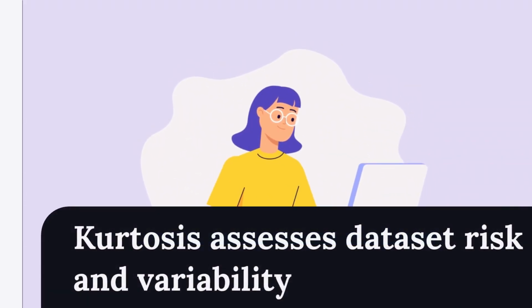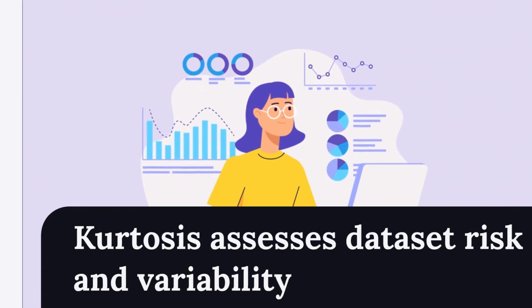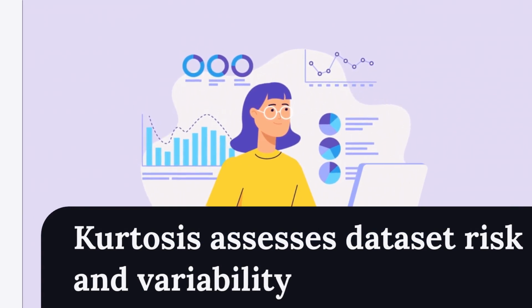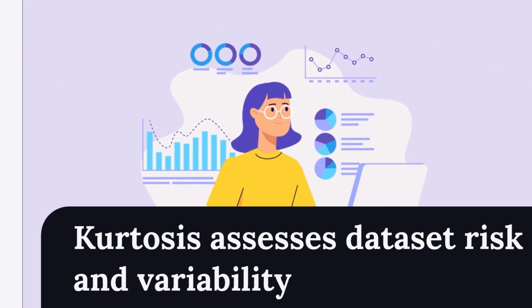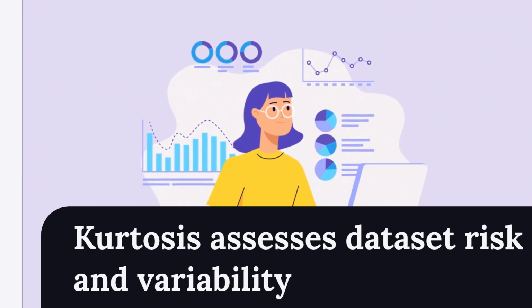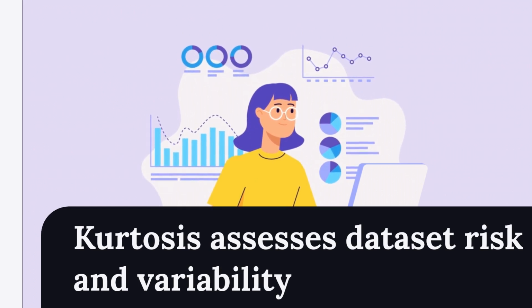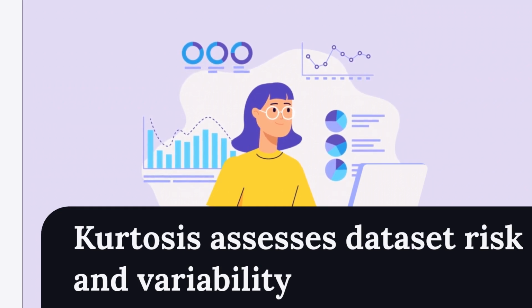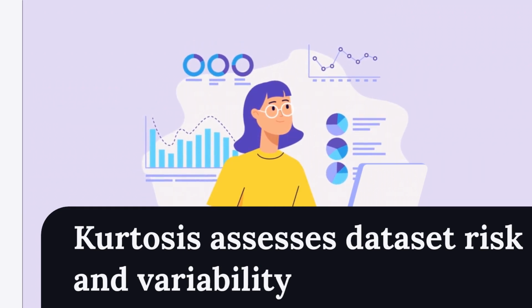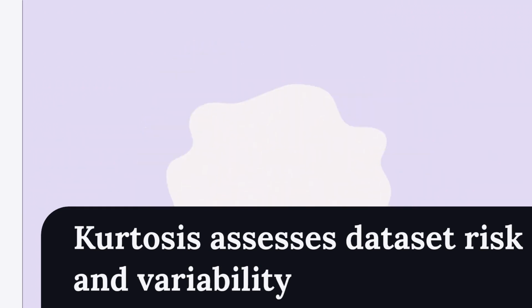Kurtosis measures tail extremity and peakedness in a distribution. High kurtosis indicates more extreme values or outliers. Low kurtosis suggests fewer outliers and lighter tails. It helps assess the risk and variability of datasets. Understanding kurtosis aids in selecting appropriate statistical models.